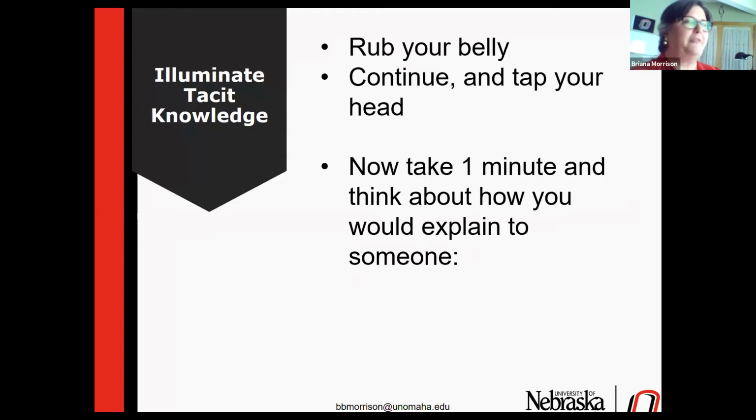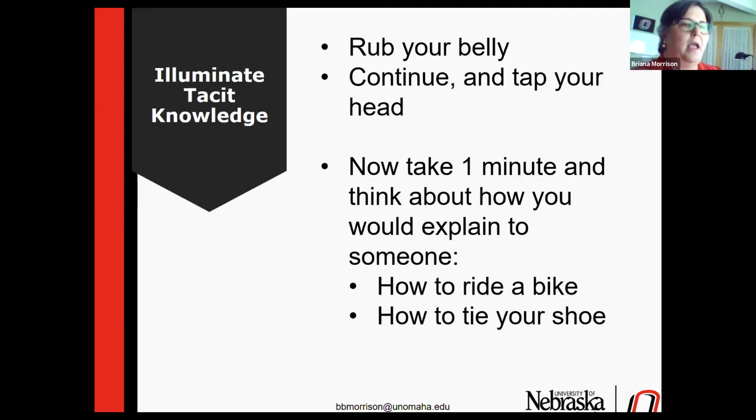Most people have to actually think about the actual motions. If I asked you to do one or the other, you would have no problem doing it. It's very simple. When I ask you to do both at the same time, then my brain has become engaged and I actually have to think about it, right? Now I want you to take maybe 30 seconds and think about how you would explain to someone how you ride a bike or how you tie a shoe.